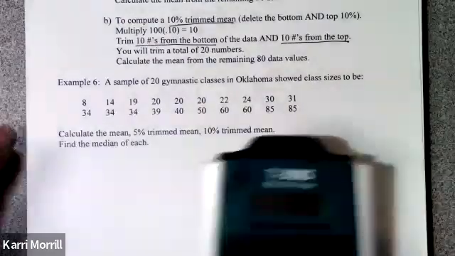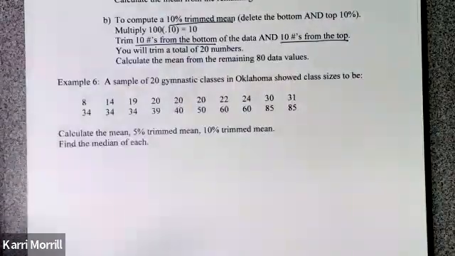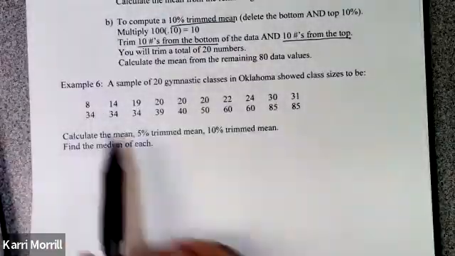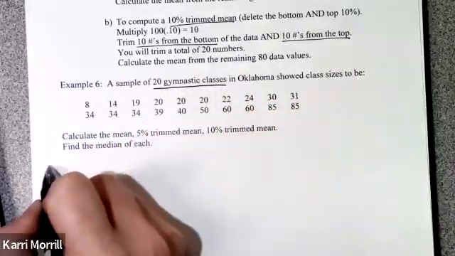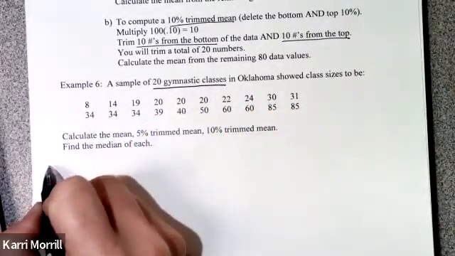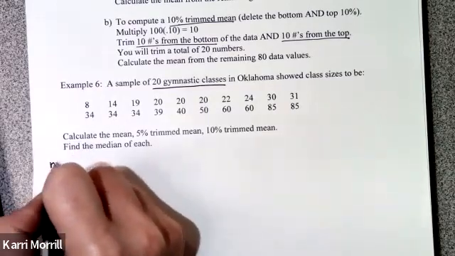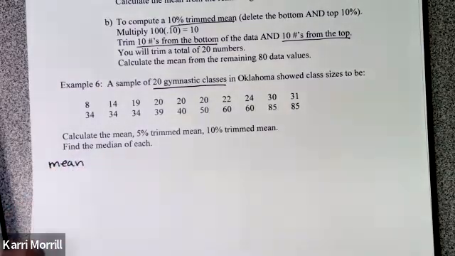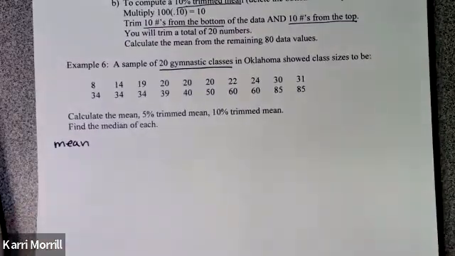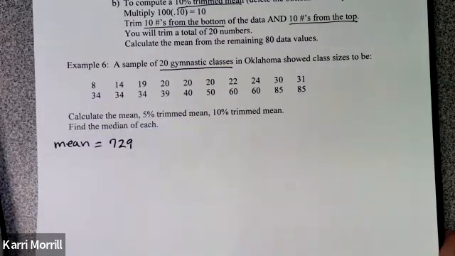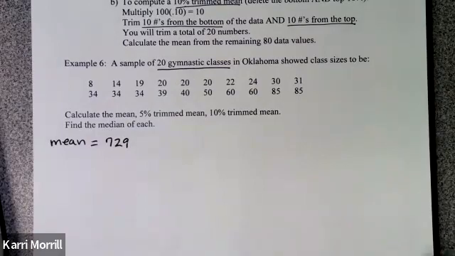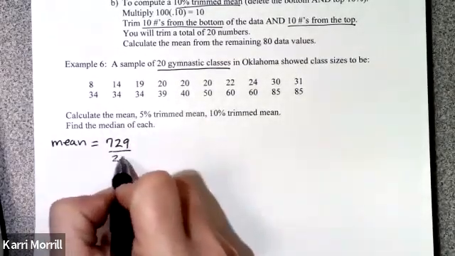So we're going to go ahead and calculate the actual mean. I haven't done this one yet, so I can't tell you the sum of those yet. But we know that there's 20 gymnastics classes. I've usually just jumped right to calculating the 5% and 10%. So I'm going to pause this and then come back to it. Okay, so when you add all those digits together, I got 729, and then we would divide it by 20.